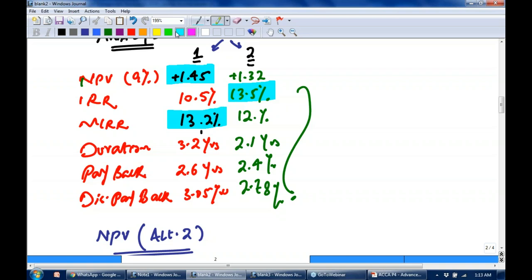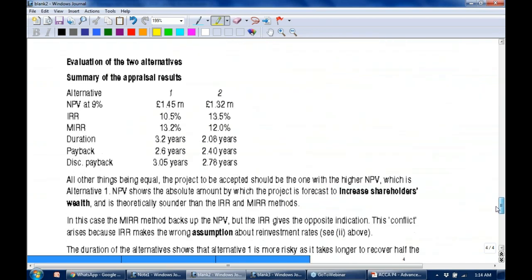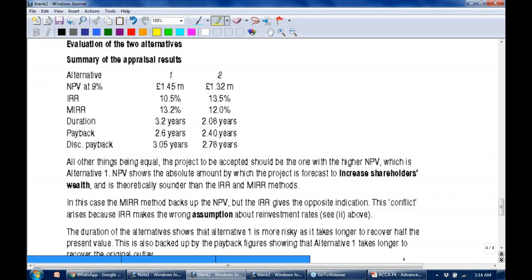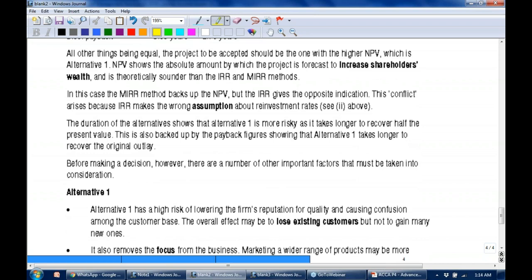On the other hand, the duration aspects favour alternative 2. It means project 1 returns are higher, but with delayed aspects: duration delayed, payback delayed, discount payback delayed, all the same. With respect to time period, alternative 2 is preferable. But with respect to the returns, alternative 1 is preferable. The final decision depends on management priorities, either priority for payback or priority for returns. That is what you can analyze.